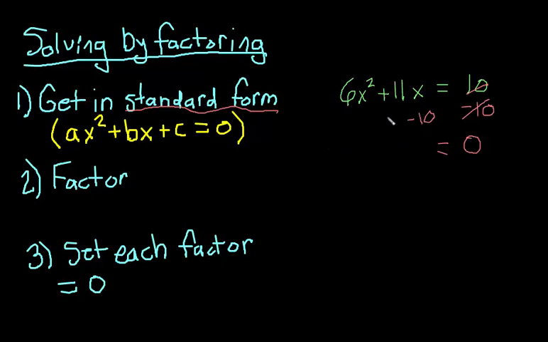Now notice this is not a like term, so we can't combine them, so we just have to write it all out. So 6x squared, plus 11x minus 10. Okay, so that was the first step. We got that over here. The second step is to factor.